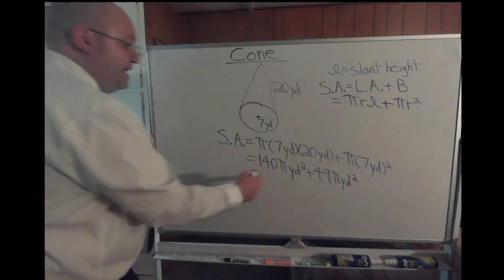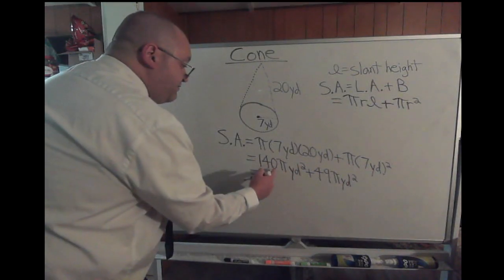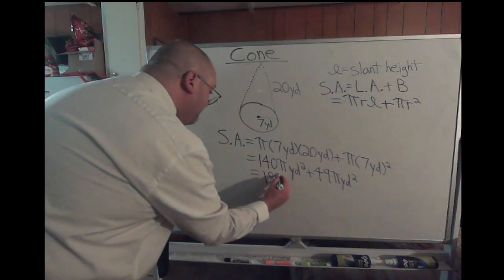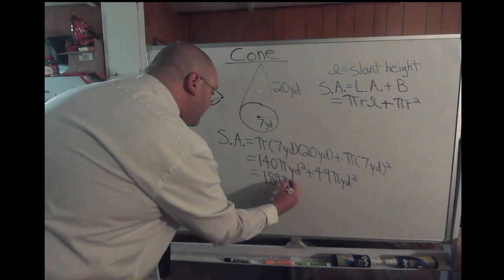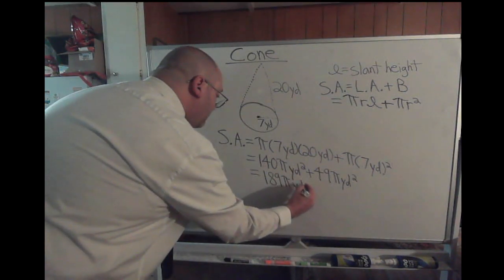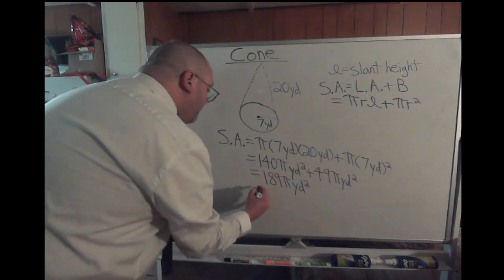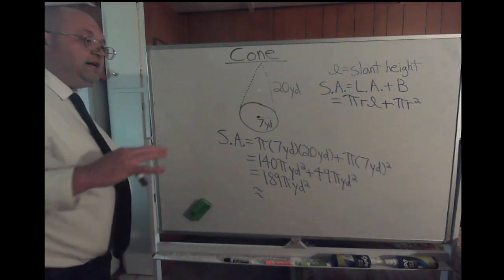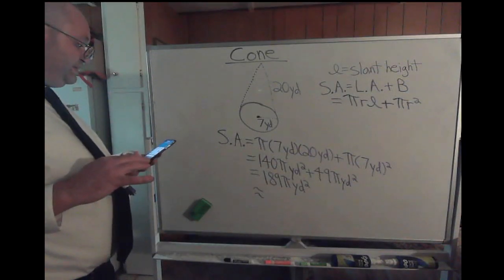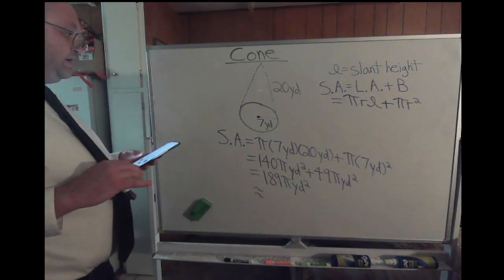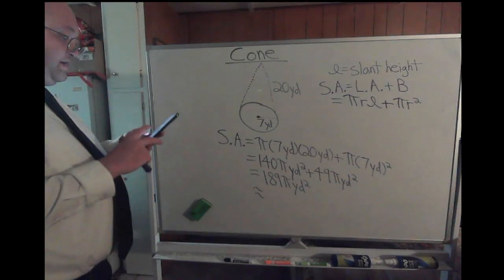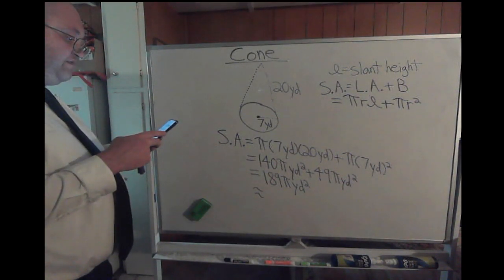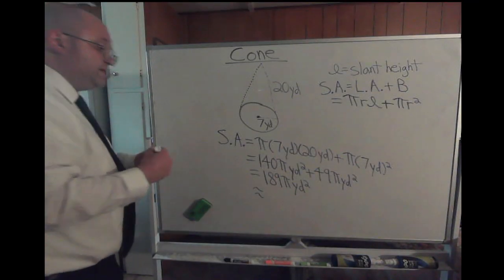So now we can add these up and simplify. 140 pi plus 49 pi is 189 pi. You'll have 189 pi square yards. Now we want to make this make sense. We want to take 189 times pi and round that to 2 decimal places. So let's do just that here. 189 times pi is 593.76.